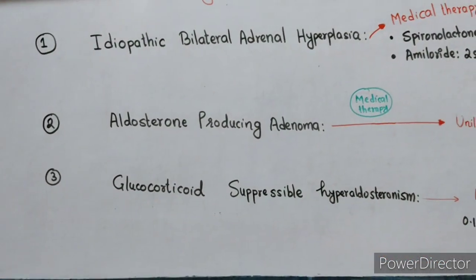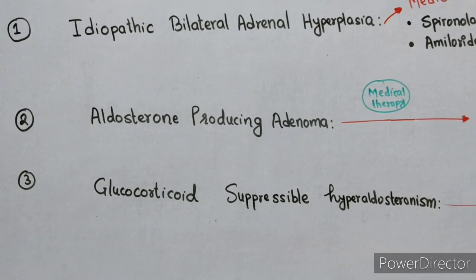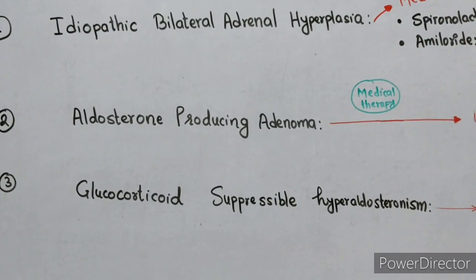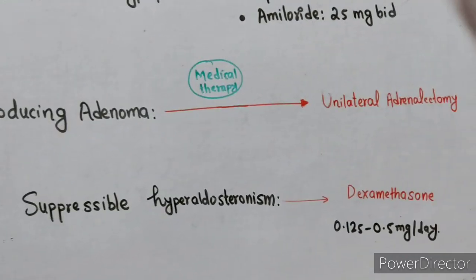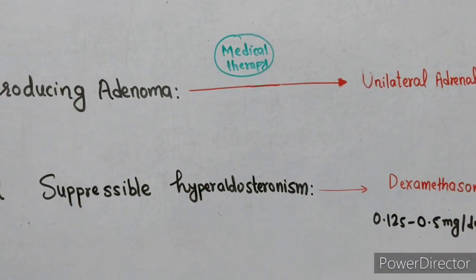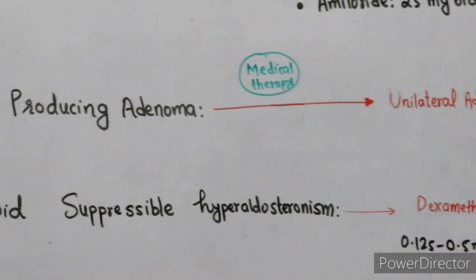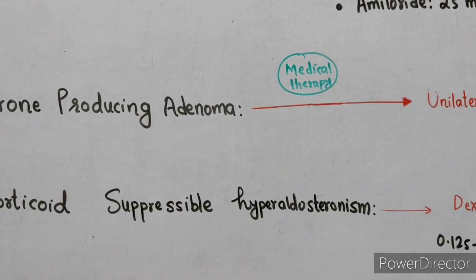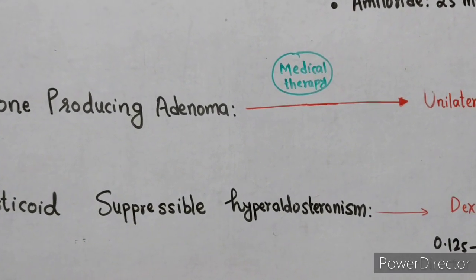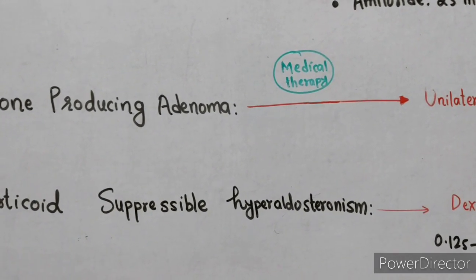If the cause is aldosterone producing adenoma, it is also known as Cone syndrome. It is unilateral and solitary. Then surgery is done, that is unilateral adrenalectomy. But before going for surgery, medical therapy is given, that is spironolactone or amiloride, to correct the hypokalemia and to correct blood pressure.